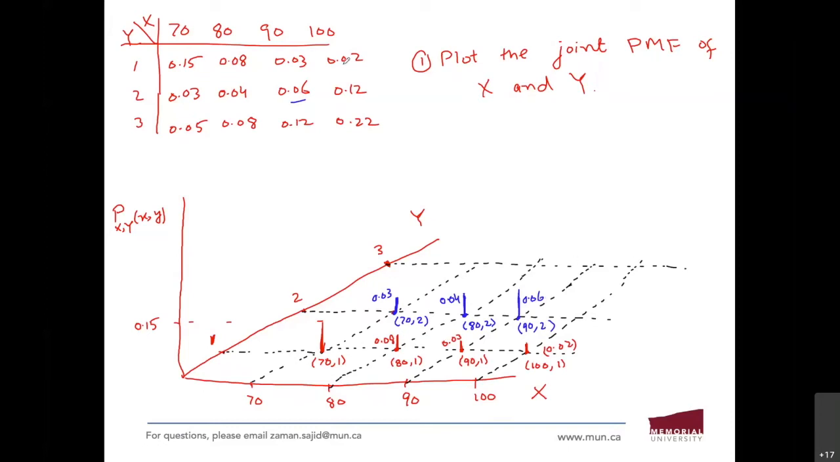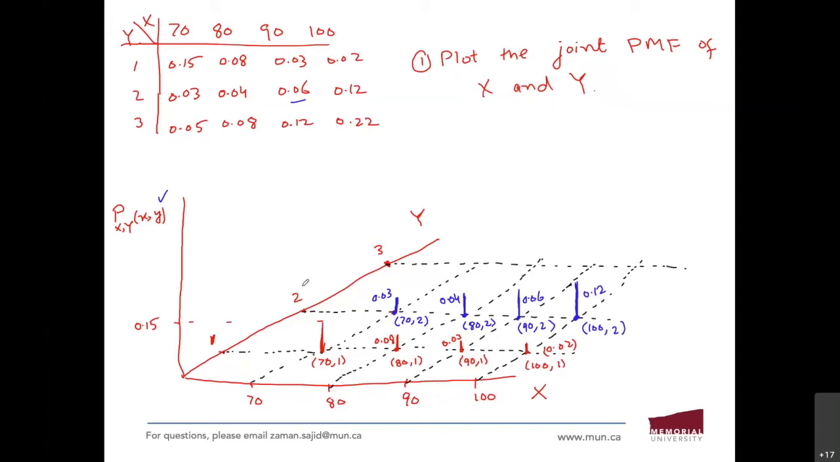In the last term, we have 100. This is the point that we are interested in here. Here, your x is 100 and your y value is 2. So this value is 0.12. It should be even larger than the previous one because it's a higher value, 0.12. The height of these ones is associated with this axis.